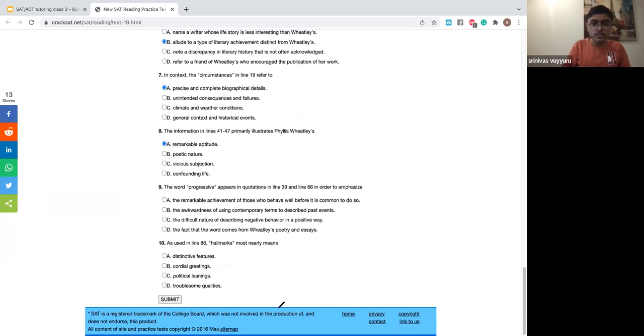So the remarkable achievements, this doesn't sound right at all. That makes no sense at all. Those who behave well before it is common to do so. First, behaving well is not really a good descriptor. So for B, the awkwardness of using contemporary terms to describe past events, that was what I was talking about. There's a difference between what's considered progressive now versus progressive back then. To use the word progressive for events back then, when it doesn't really fit what events are right now, just makes it really weird. It's really awkward to do so. So yeah, that sounds like a good answer. I don't know why I circled it.